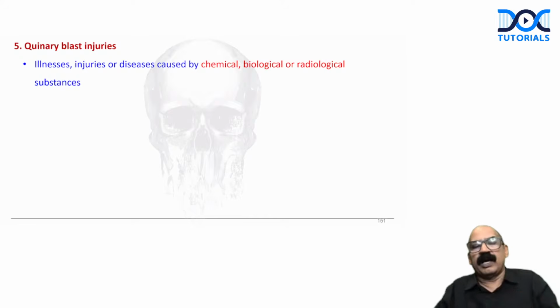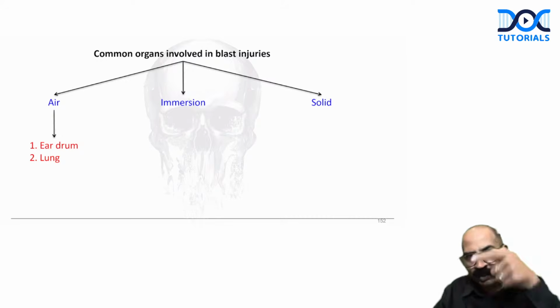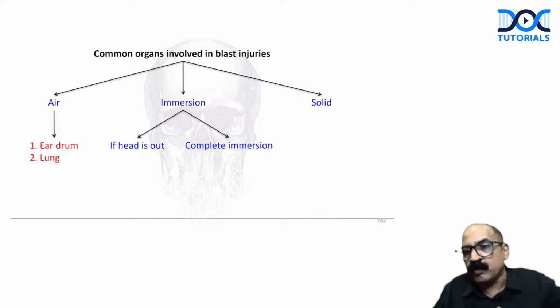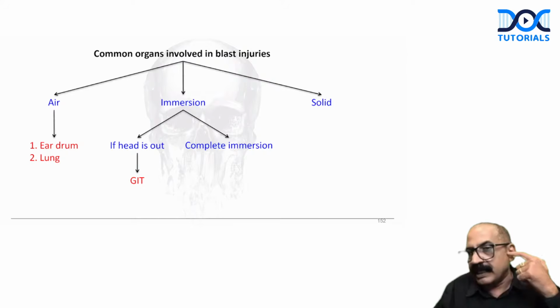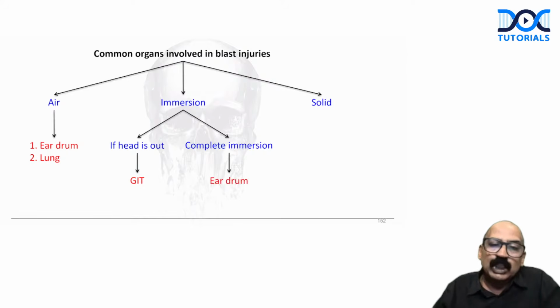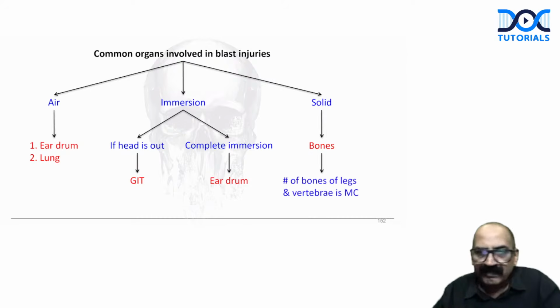Okay. In case of immersion blast, it depends whether the head is out or inside the water. If the head is out, the most common injury is to the GIT. In complete immersion, again, eardrum. And in case of solid blast, fracture of the bones, especially fracture of the bones of the legs and vertebrae.